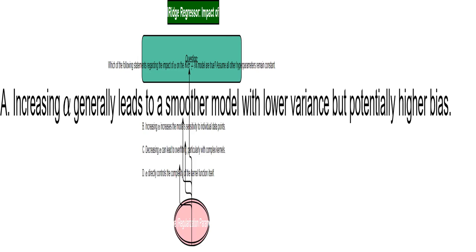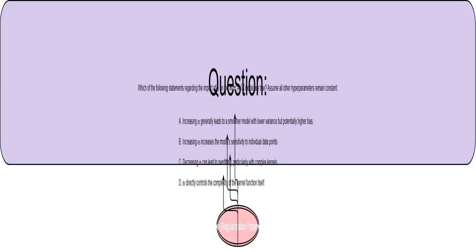This is absolutely correct. If I decrease ALPHA, it's like loosening the reins on the model. With a complex kernel, that model can now fit the training data extremely closely, even its noise. This close fit on training data means it'll likely perform poorly when faced with new, unseen data. That's overfitting. Increasing ALPHA makes the model simpler and smoother.